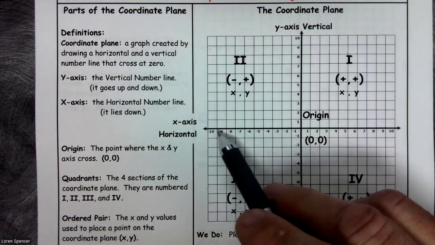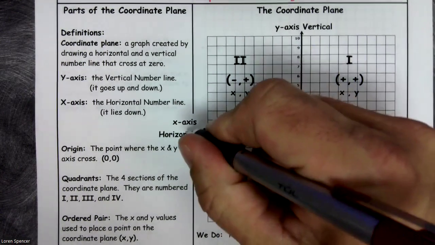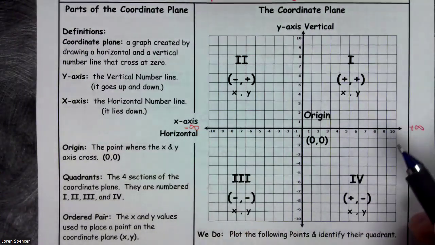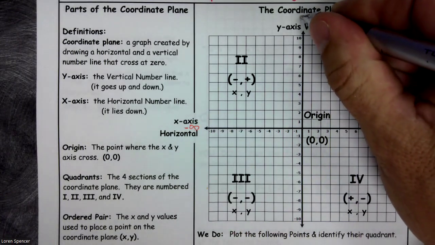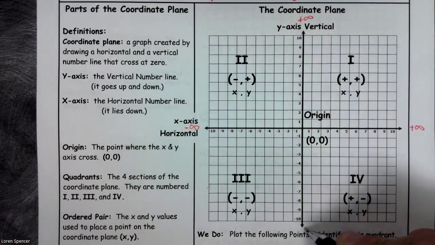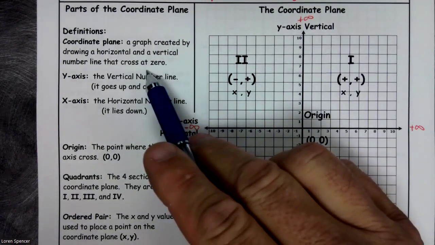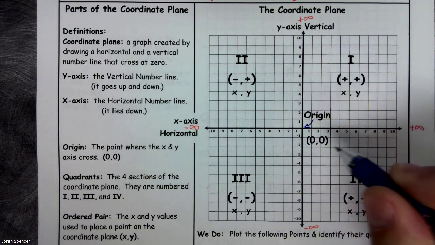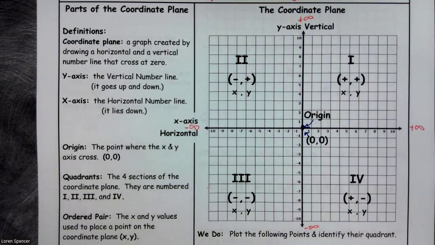And if you notice, we have a horizontal number line right here. It goes all the way to negative infinity in this direction and to positive infinity to the right. We also have a vertical number line, and it goes up to positive infinity and down to negative infinity. Please keep that in mind. Where they cross at 0, 0 has the name the origin.